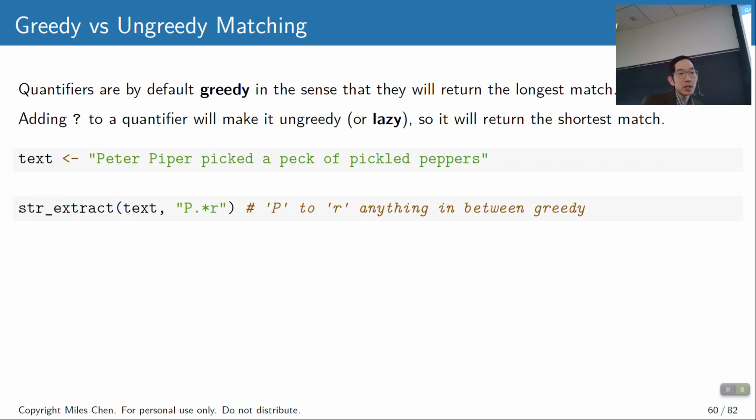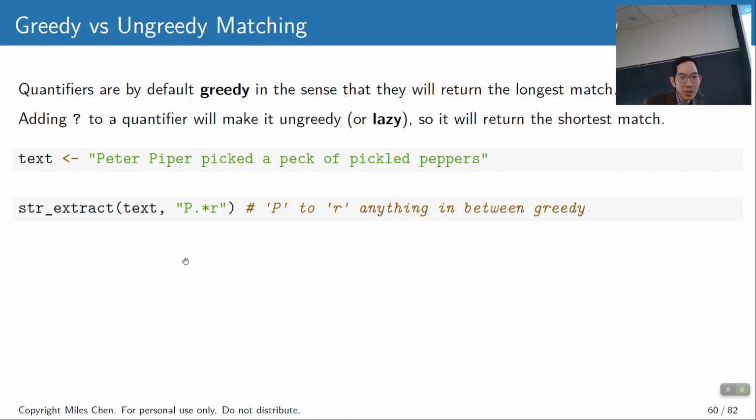By default, quantifiers are greedy, and greedy means it will try to match the longest possible match that still matches the pattern. If you add a question mark to the quantifier, it will make it ungreedy or lazy, and it will return the shortest match that matches the pattern. Here is a vector of length 1, and the character string is Peter Piper picked a peck of pickled peppers, right?